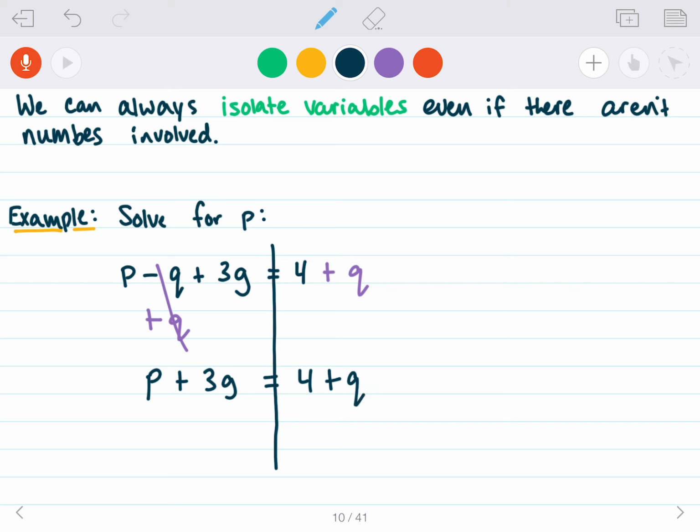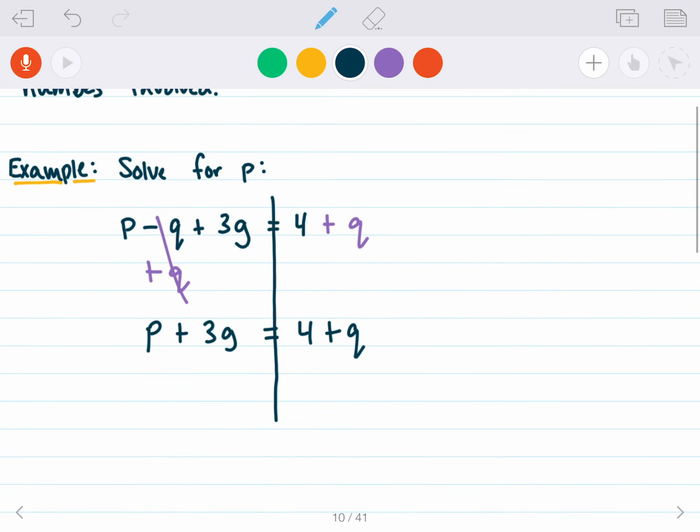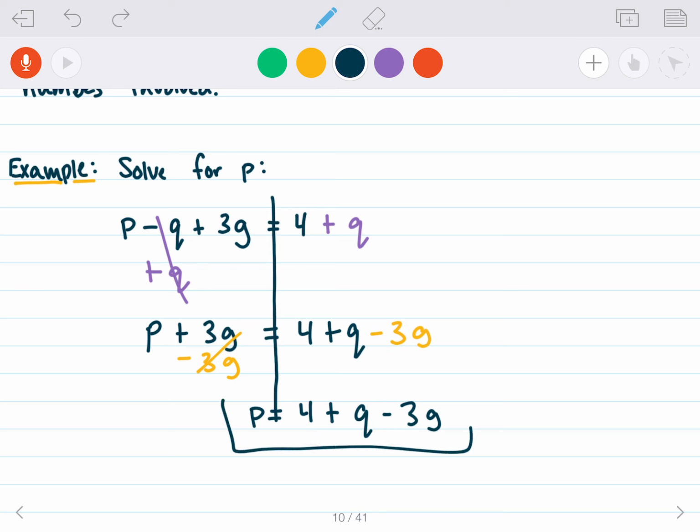We can't combine anything, okay? Now on the left side, I still want to get p by itself, so I need to undo addition by 3g. So the opposite of adding by 3g is subtracting by 3g. So if I subtract 3g from both sides, I am left with p alone, which is what I wanted. I wanted to solve for p. And on the right side, I have 4 plus q minus 3g. And I can't combine any of these three terms, so that is my final answer. P is equal to 4 plus q minus 3g.